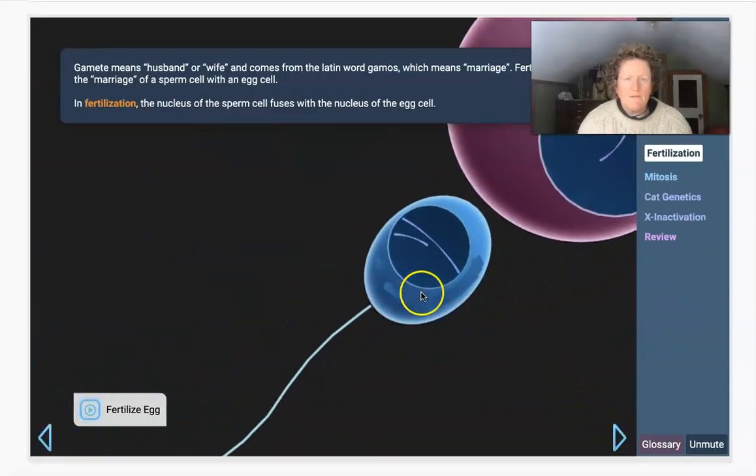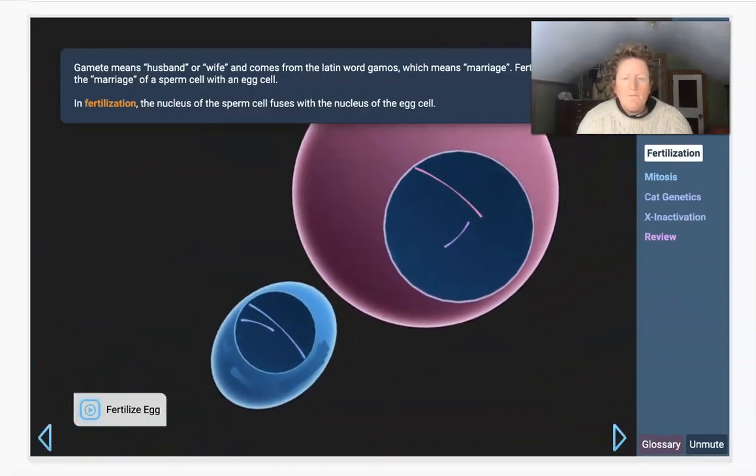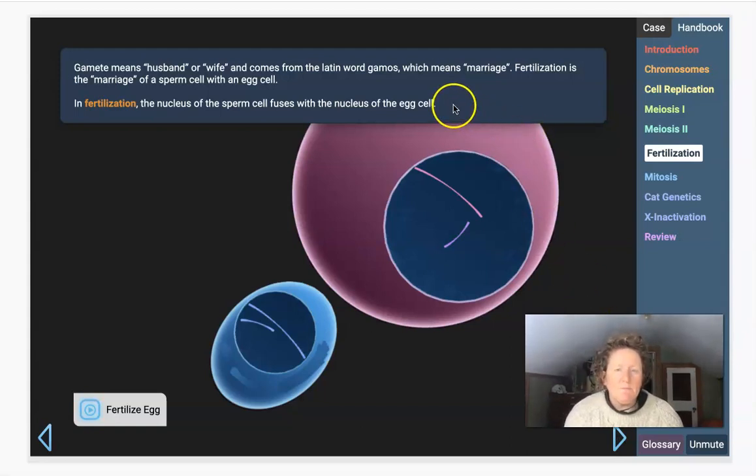Fertilization is the next big event here. We've made our gametes, we've made our eggs, we've made our sperm. Sperm, of course, in males, eggs in females. Gamete means husband or wife and comes from the word gamos, which means marriage. Fertilization is the marriage of sperm and egg. Cats, of course, don't get married. They just put sperm and eggs together and make kittens.